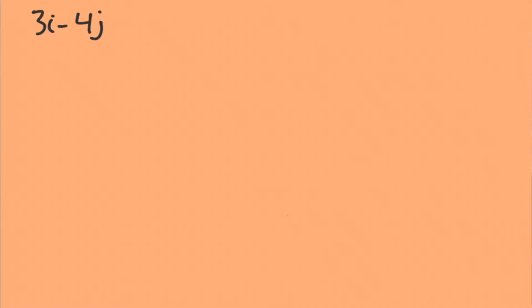We're going to find the direction angle of a vector. We have this vector 3i minus 4j. If you're not as familiar with vectors as a linear combination, that's the same as (3, -4) in component form. So we want to start by graphing the vector.